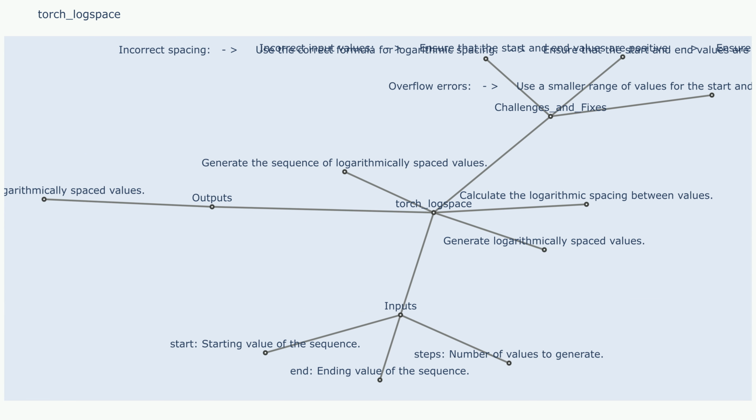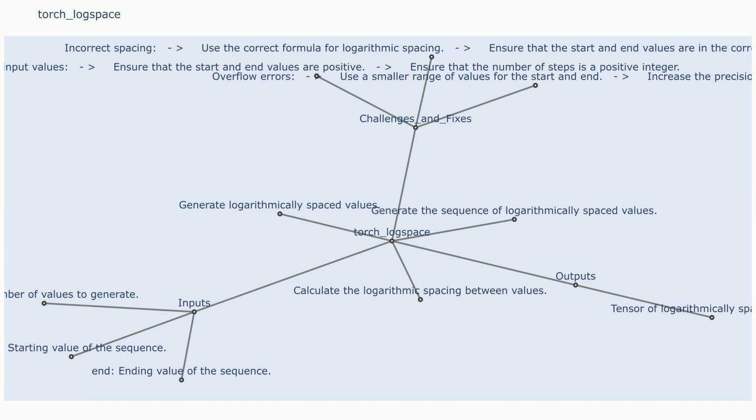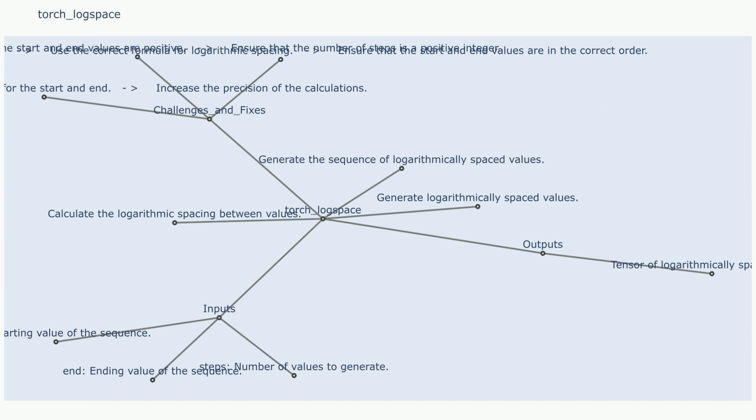integer for steps. Challenge 2: incorrect base value. Sample use case: using a base value less than or equal to 0. Fixes: ensure that the base value is a positive number. Challenge 3: unexpected output size.